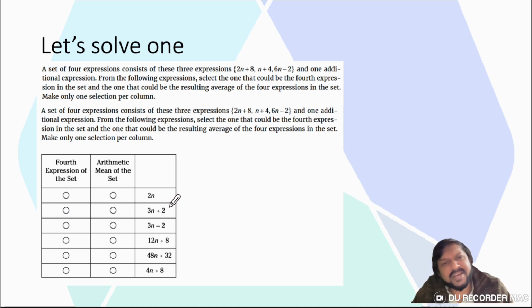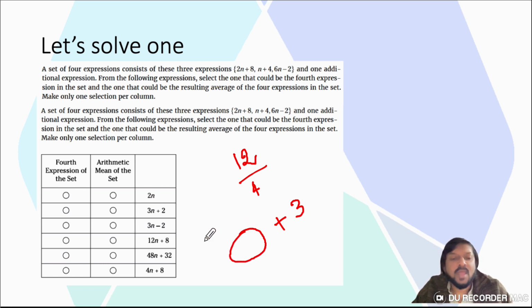Let's just concentrate only on the numeric part. Now if you concentrate on the numeric part, 8 plus 4, 12 minus 2, 10 plus 2 gives you 12. So when you divide 12 by 4, the last numeric part should have given you 3. Forget about the alphabet part for now. And none of the options have a plus 3.